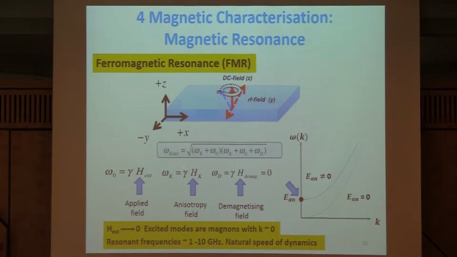And if you look at it, you have to worry about demagnetizing factors in here, because it's the internal field which is going to drive the motion. But if you look at this, you see that at zero applied field, the only thing left is the square root of omega k squared. So you get just the same result.